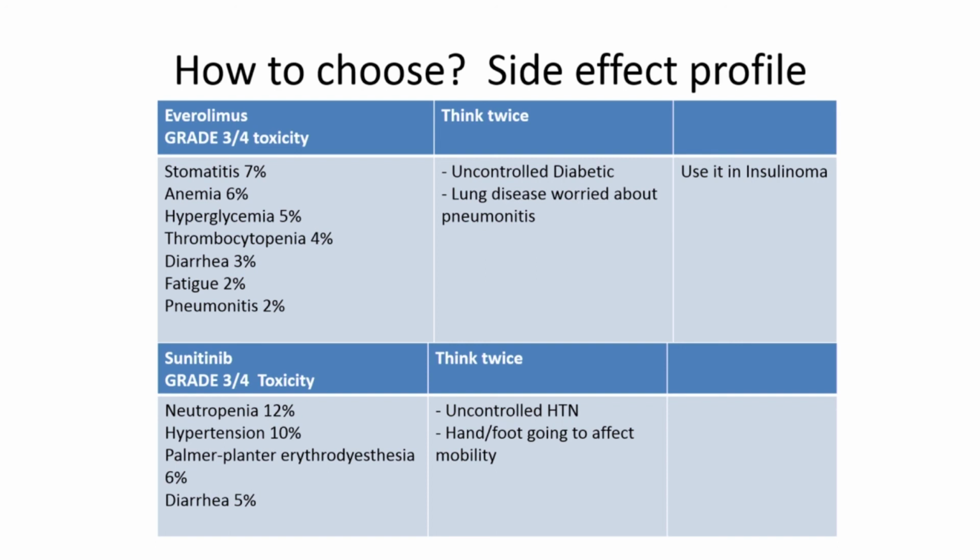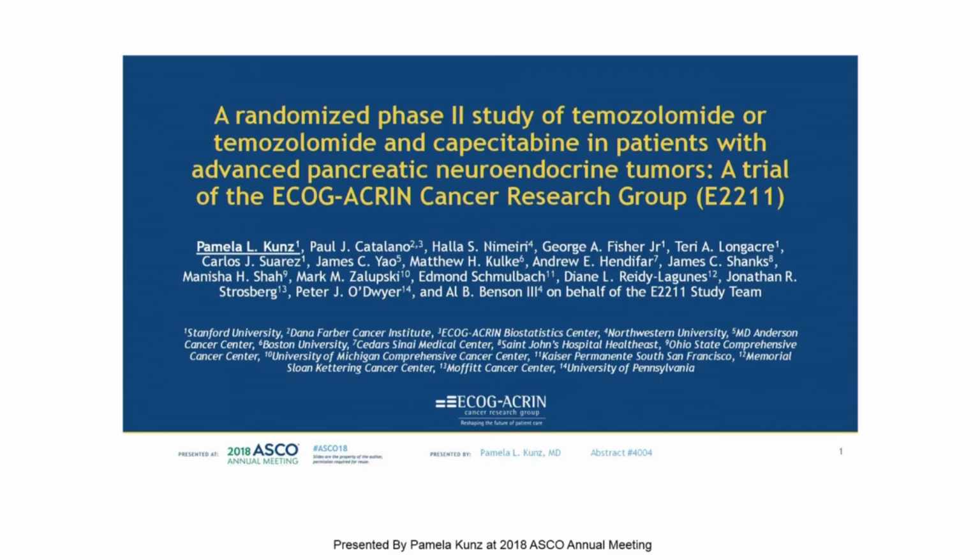Patients with uncontrolled diabetes, maybe you want to think twice about using everolimus. You worry about lung disease with everolimus. Of course, with sunitinib, you worry about uncontrolled hypertension and the cardiotoxicity that patients can experience when they go on sunitinib, and of course, hand-foot syndrome. So I think those are all very important things to talk about when you're deciding on therapy.